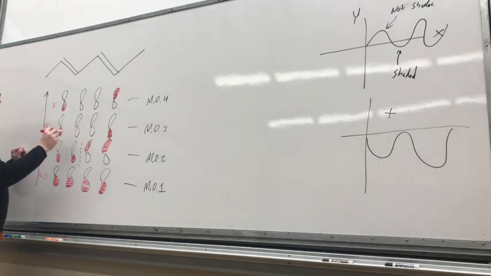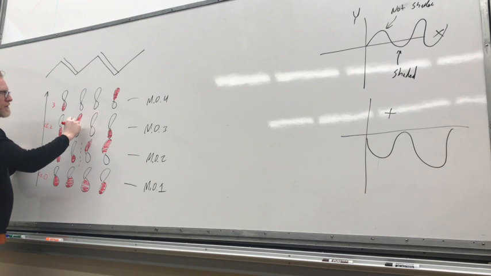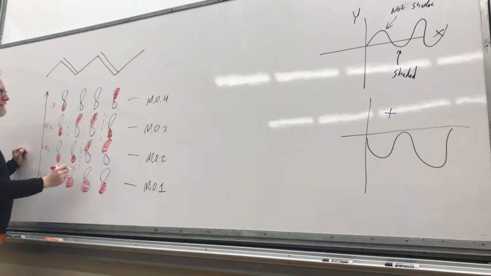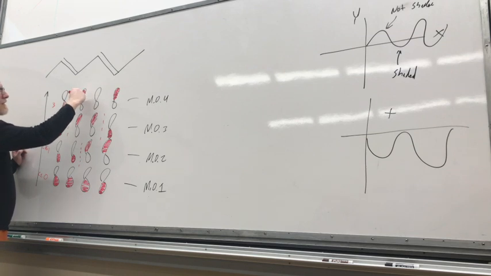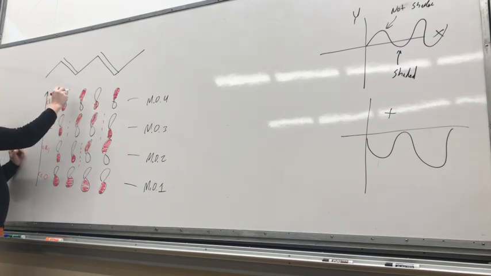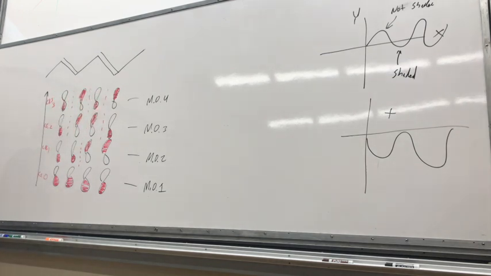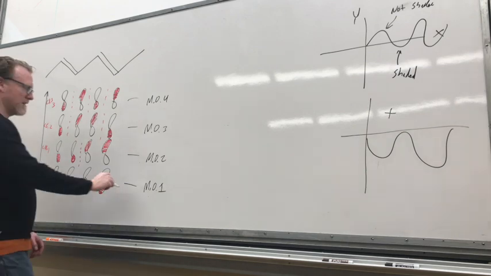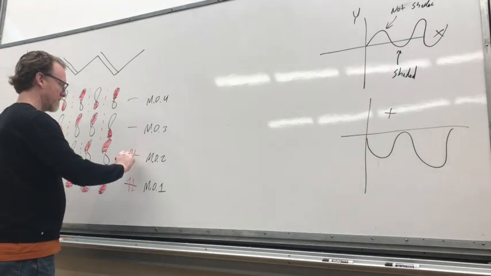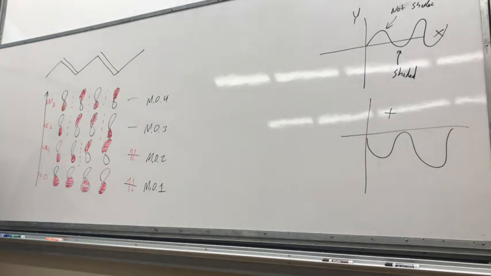Center symmetric. So I think I'm going to have to go this way and this way to get, there it is, my two nodes. And then this one is alternating, and it should be center anti-symmetric with three nodes. One, two, three. Got it. And then I fill in the electrons. There's four. One, two, three, four. Not too bad, right?